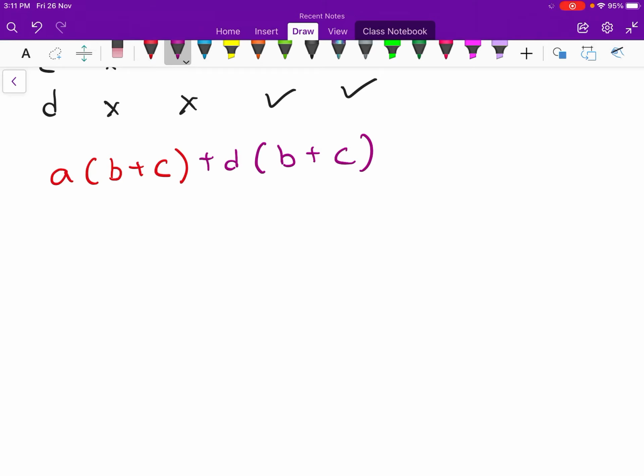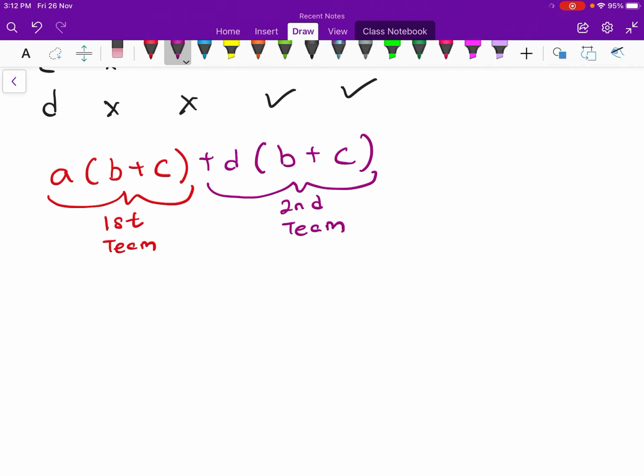But we are not yet done. Now if you look at the first team, this is your first team for your first group, and the second team. What is the common thing between the first and the second team? Actually it is the bracket, the b plus c, and b plus c here. So I must do my factorization one more time.